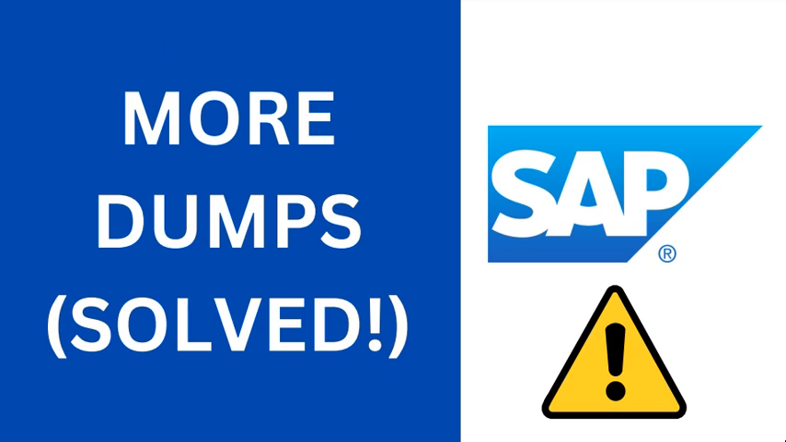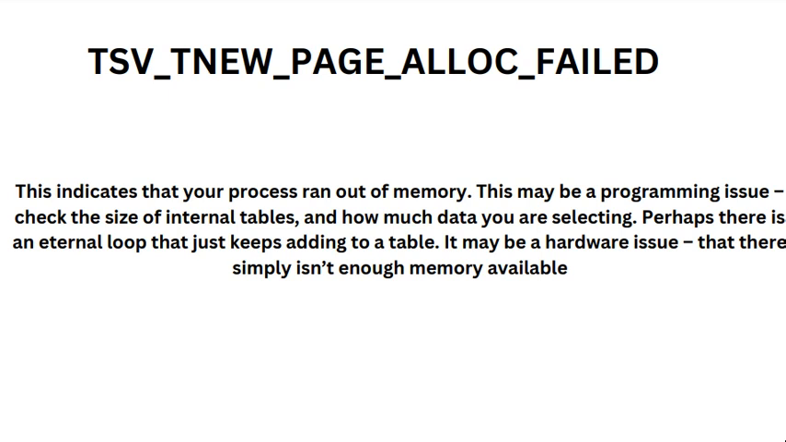Let's go to the dumps which we are concerned with today. So this is the TSV_TNEW_PAGE_ALLOC_FAILED. As the name says, the page allocation has failed. Page is memory, as we know from the computer architecture side. It simply indicates that your process which was running on the app server ran out of memory.